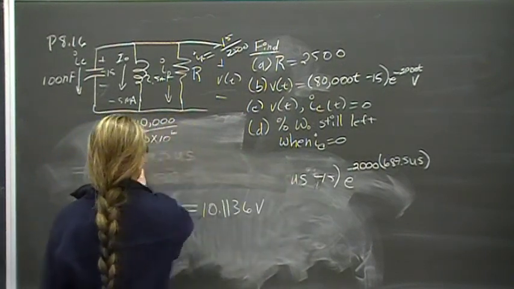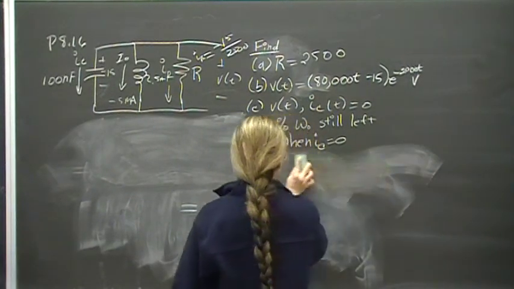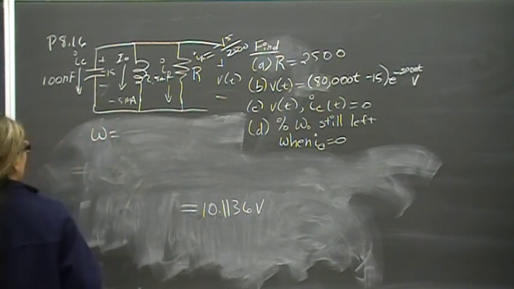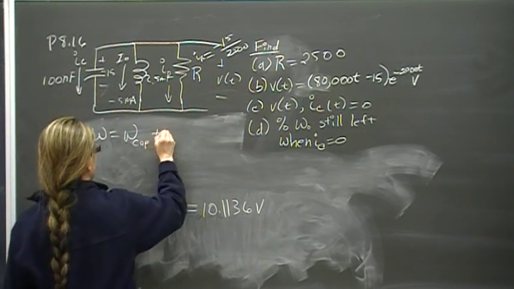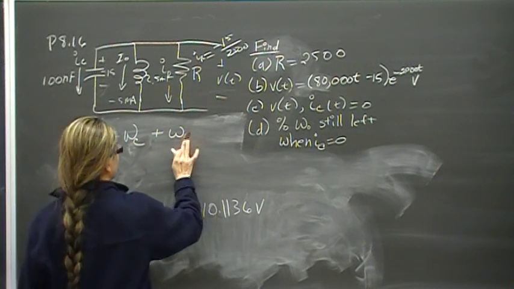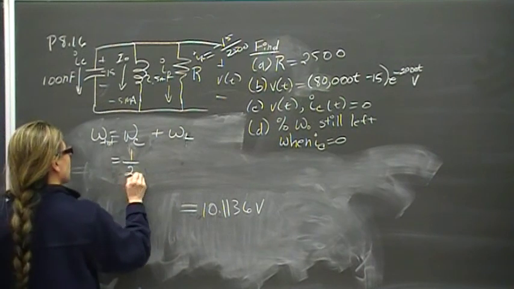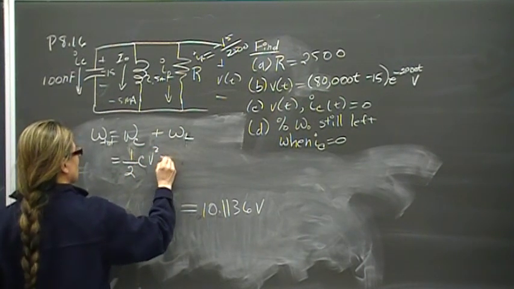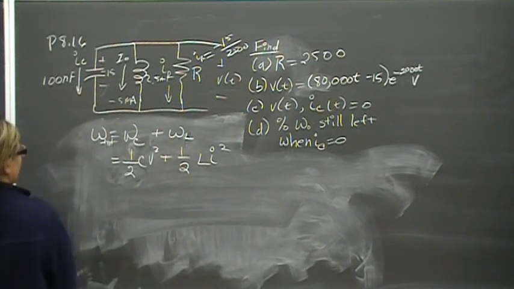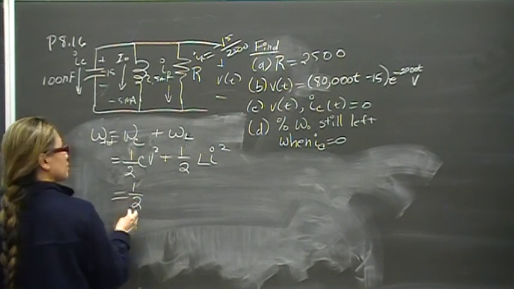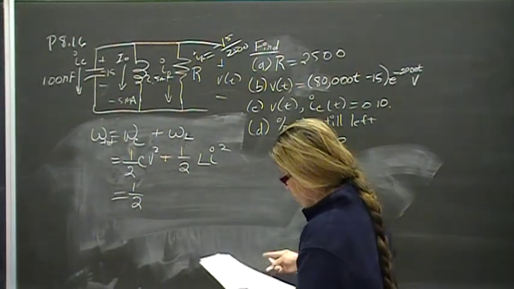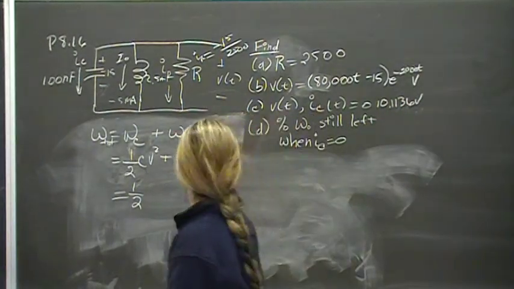Now, what is the amount of energy that is left at that time? Well, in order to know that, we have to know what is the initial amount of energy. And energy, omega, is going to be the sum of the energy in the capacitor plus the energy in the inductor. So omega total is equal to omega C plus omega L. And what is that? That's 1/2 CV squared plus 1/2 L i squared. Okay? So let's find the total energy at the beginning of the circuit first.